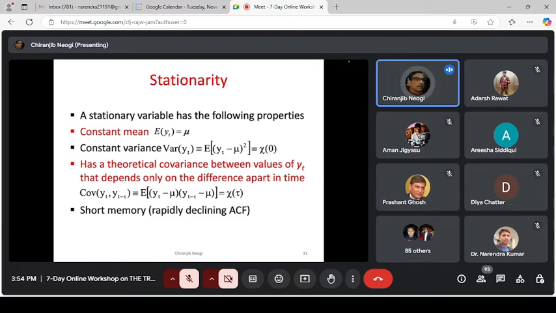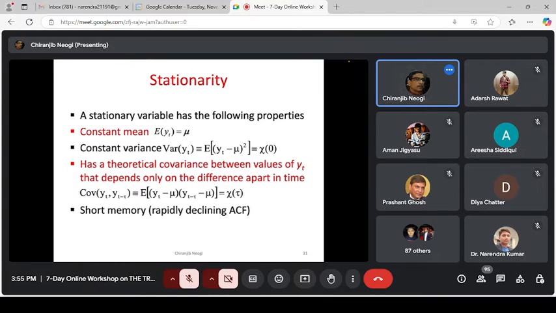So these are the properties: constant mean, constant variance, and a theoretical covariance between the values of yt that depends only on the difference apart in time. The covariance of yt and yt minus tau is the expected value of this, and it depends only on tau. Tau is the difference between two time points, or we call it the lag. So it depends only on the lag.